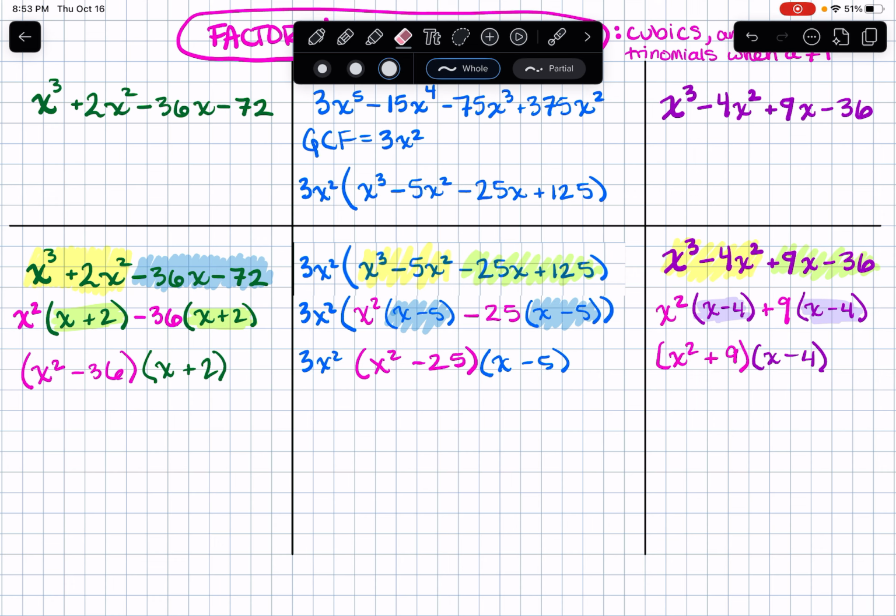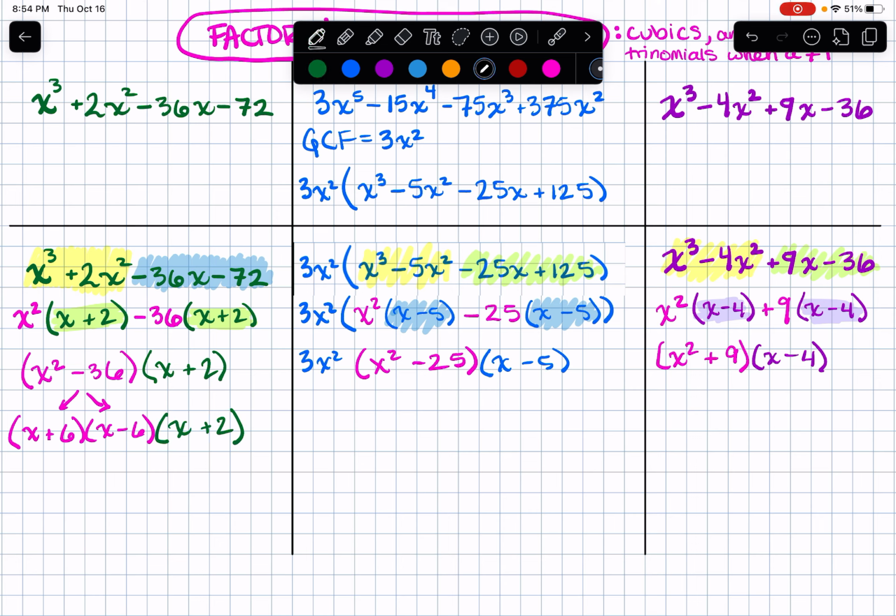But x squared minus 36, I want to always have my eye out looking for differences of squares. So this is a difference of squares. I have x squared and 36 is 6 squared. So I can factor this into x plus 6, x minus 6, because my constant terms will multiply to negative 36, my linear term will add to 0. 6 minus 6 gives me 0. And then x times x gives me x squared. And then I've still got that x plus 2 tacked on the end.